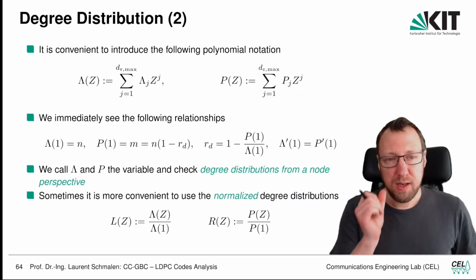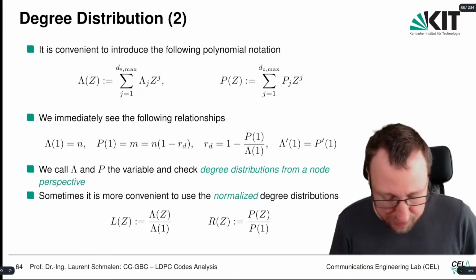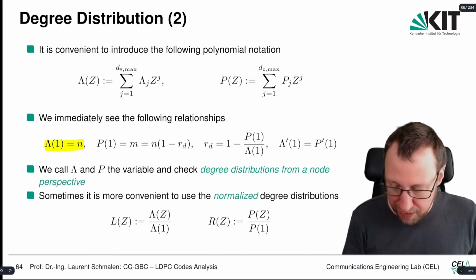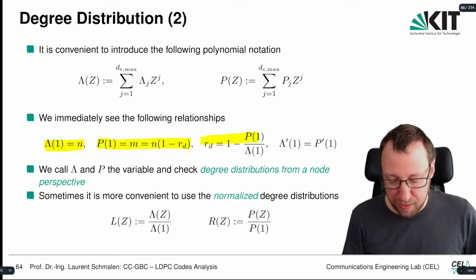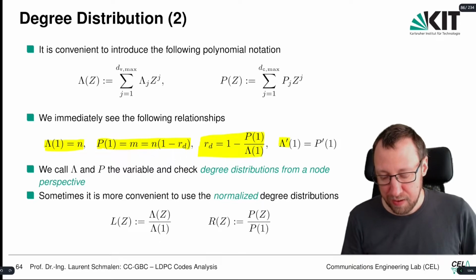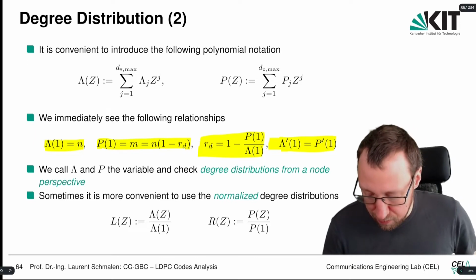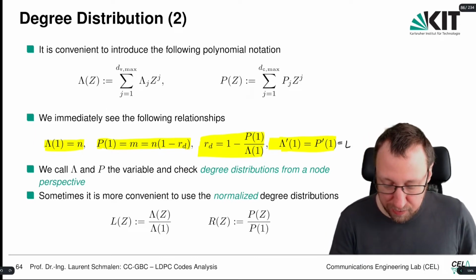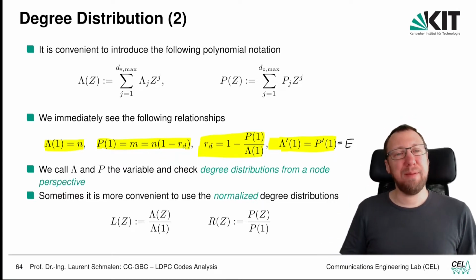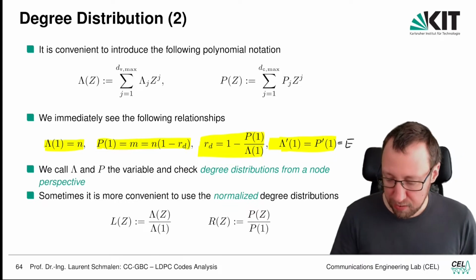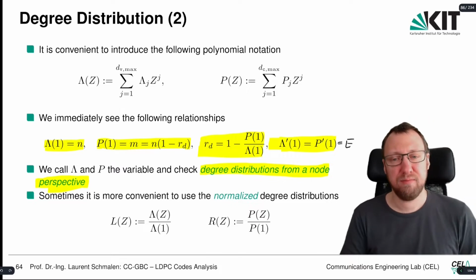So here we summarize the properties. We have the following relationships from these polynomials. Lambda of 1 is equal to n, p of 1 is equal to m. The rate is 1 minus p of 1 divided by lambda of 1, and the number of edges is lambda prime of 1, and this must be equal to p prime of 1, so this number of edges. So how are these polynomials lambda and p called? They are called the degree distributions from a node perspective.